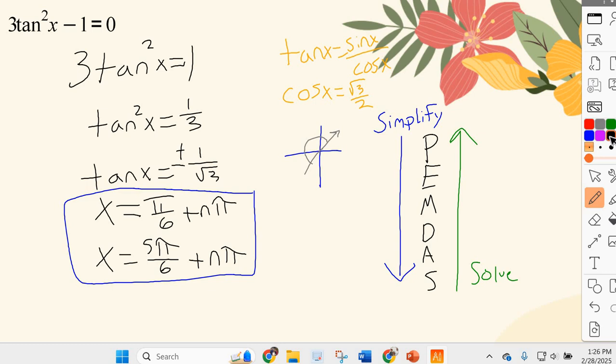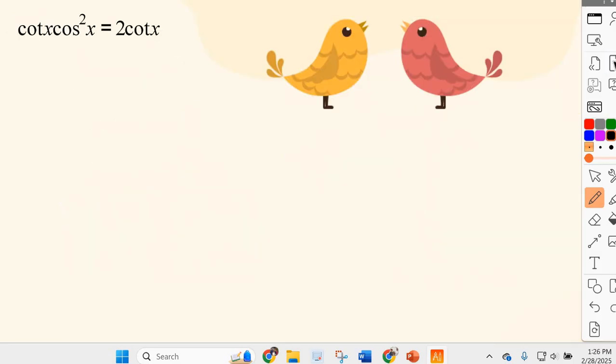Alright. Ready to try another one? What do we have here? Oh, no. It's not as bad as it looks. Looks very bad. What makes it look bad? There's too many cotangents. We only have one square, so there's not too many squares, but we do have 2 cotangents, alright. And then what else is happening with those cotangents? One's being multiplied to that cosine squared. What else?